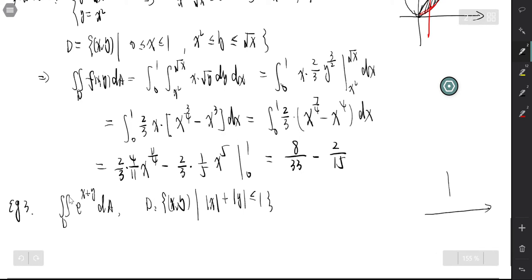First we draw the region. In a different color: in the first quadrant, that is x plus y equals 1. That is this line. The second region is y minus x equals 1. That is y equals x plus 1. So it's this one. And in the third region, that is negative x plus negative y equals 1, that is x plus y equals negative 1. So that is this region, this line. And the fourth quadrant is this line.